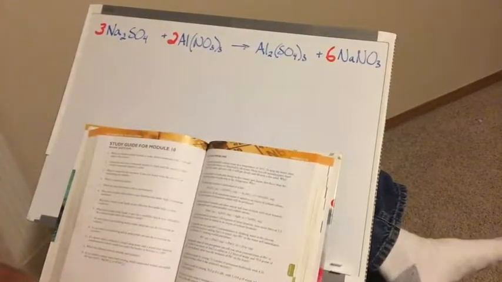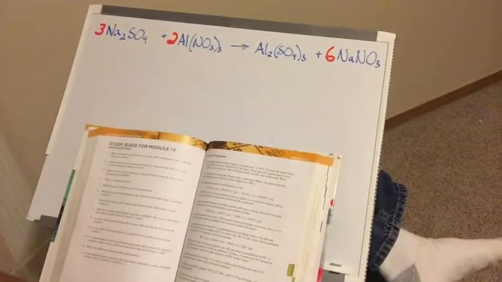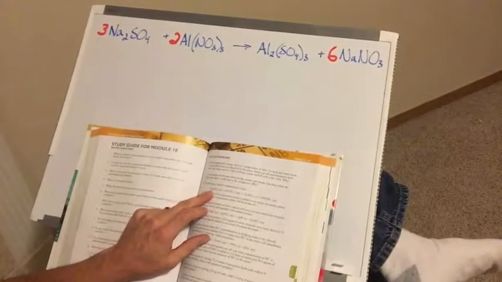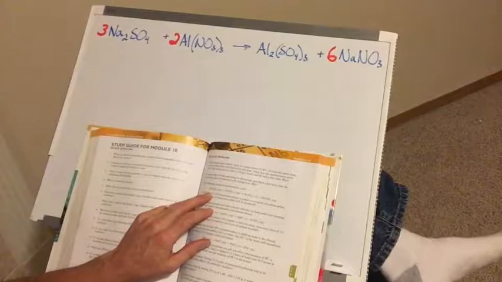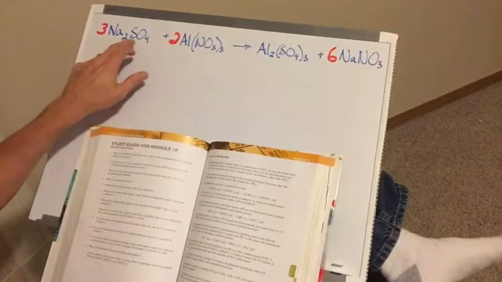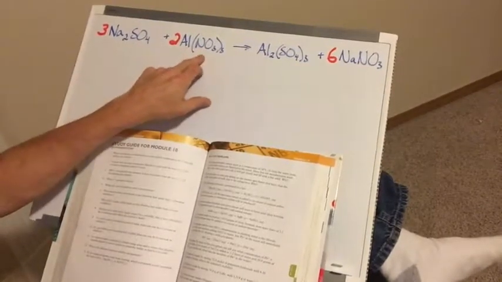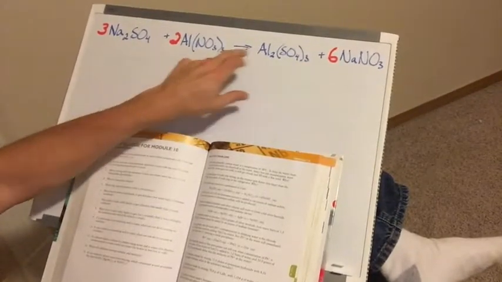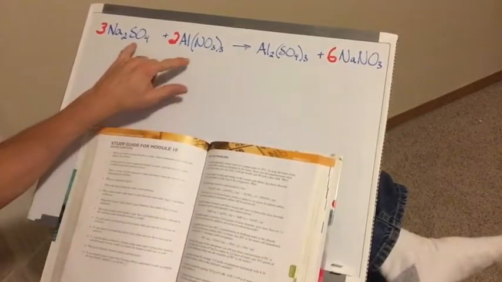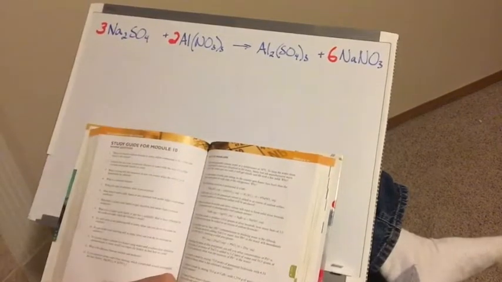Okay guys, this is module 10, practice problem number 3. It says the following reaction is performed in a lab, and we've got a couple compounds mixed together to turn into other compounds. We've got sodium sulfate, aluminum nitrate, and we've got aluminum sulfate and sodium nitrate, basically swapping out the polyatomic ions.